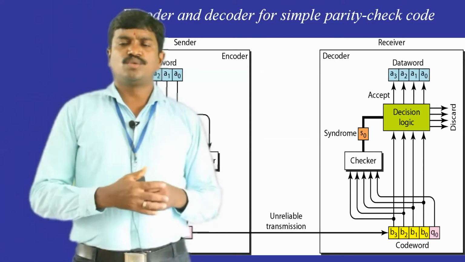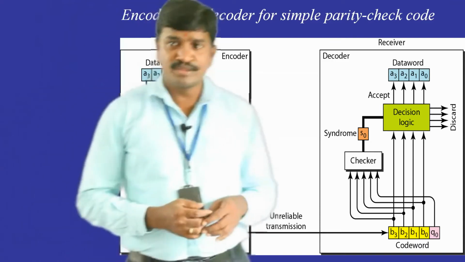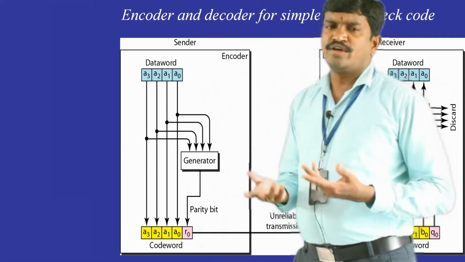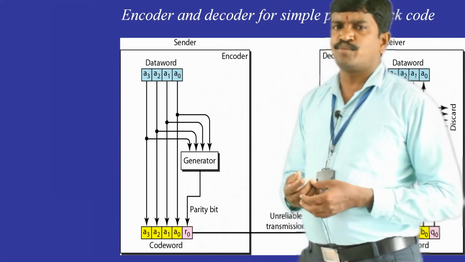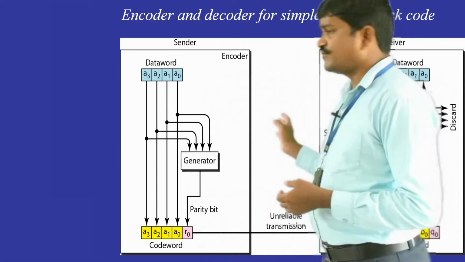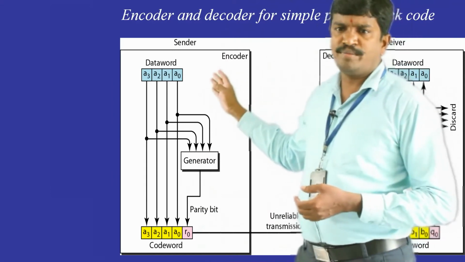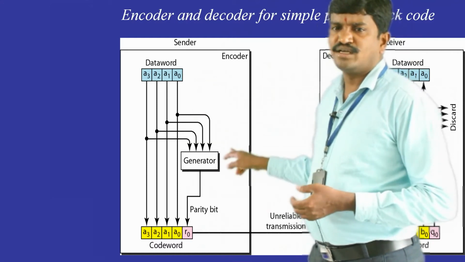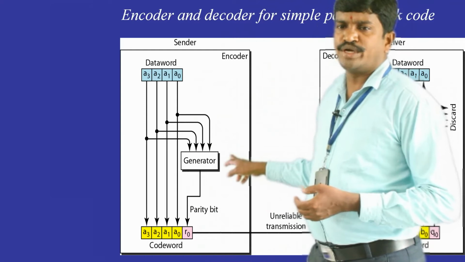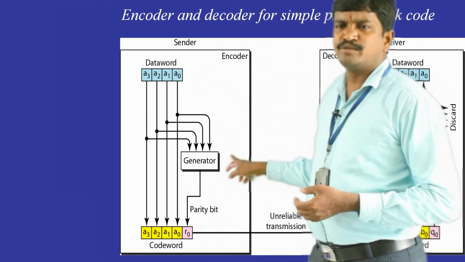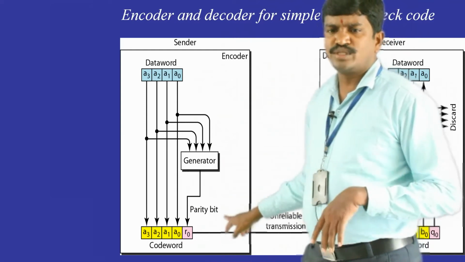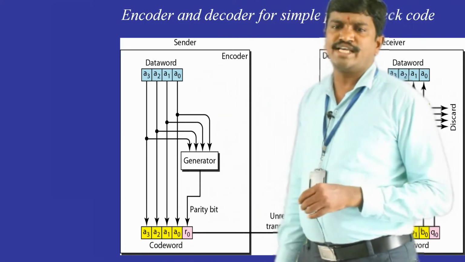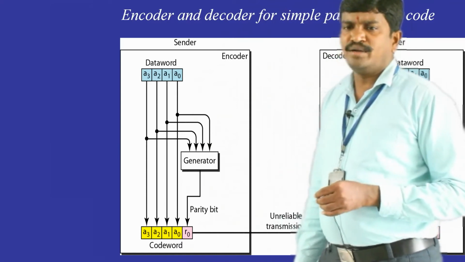Now, the working principle and structure of this one. When you talk about the structure of an encoder and decoder, whatever the method may be, there should be a generator program and a checker program. In the sender, the encoder takes data as input, that data is given to the generator, and the generator is going to produce the redundant bit. How many redundant bits are created in simple parity? Only one. That is added, and the result is called the code word, which is sent through the unreliable transmission medium.